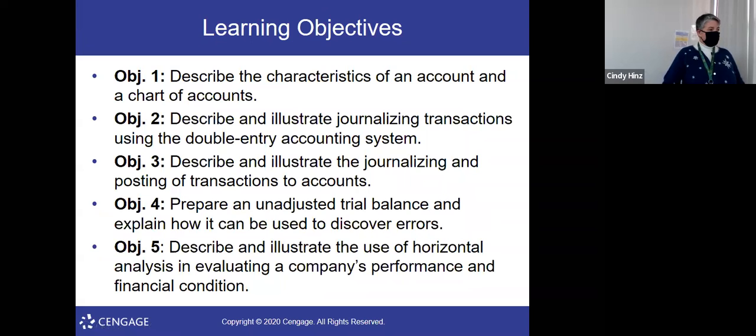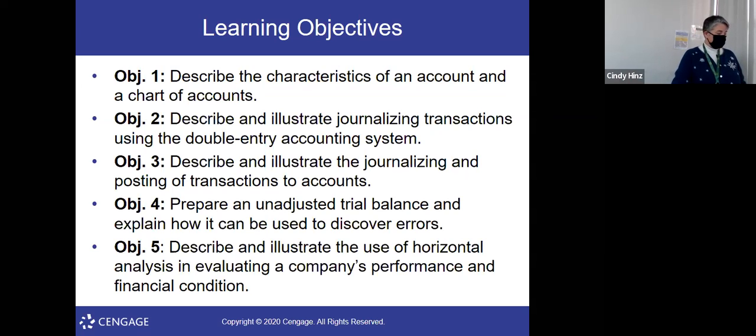So you can see we have a number of learning objectives that we will be working our way through. The focus of this chapter is on journalizing transactions and posting transactions to the account. So how does the information get into our accounting records? How do we know if it belongs there in the first place? Those questions that we're going to be asking.